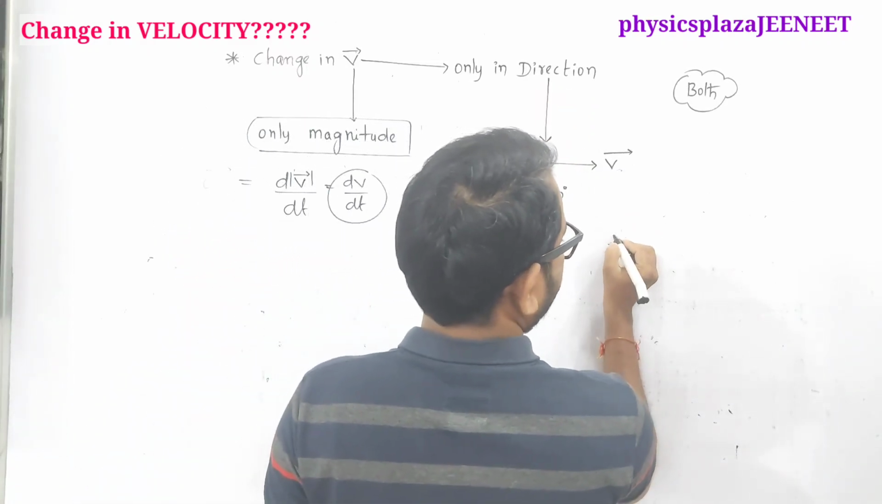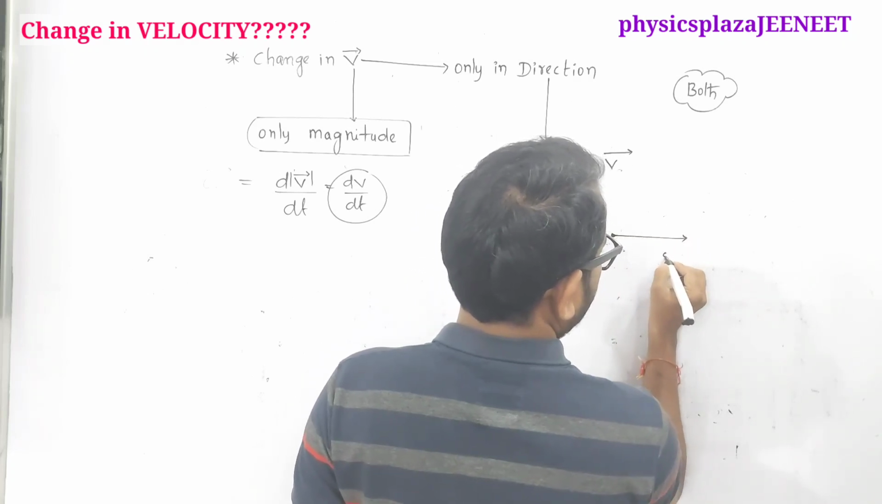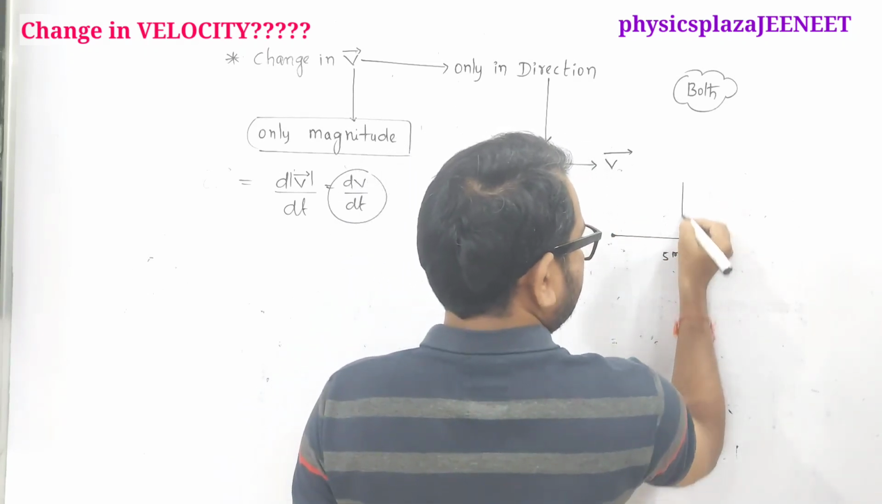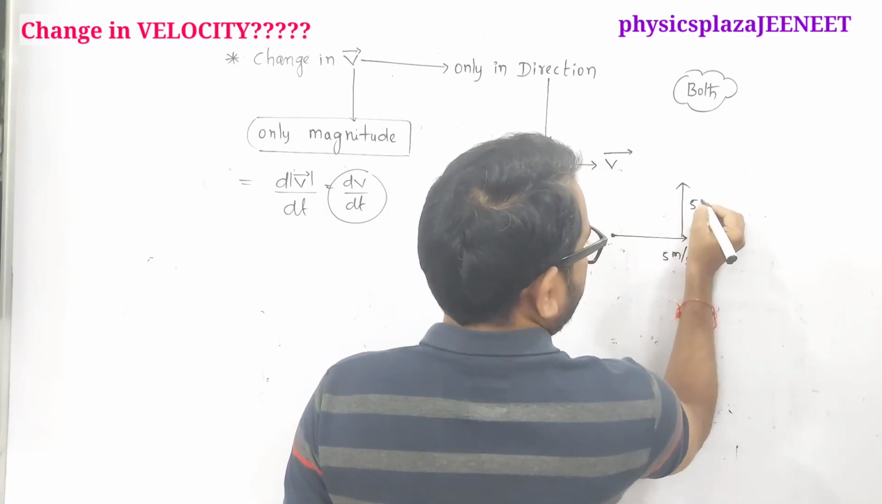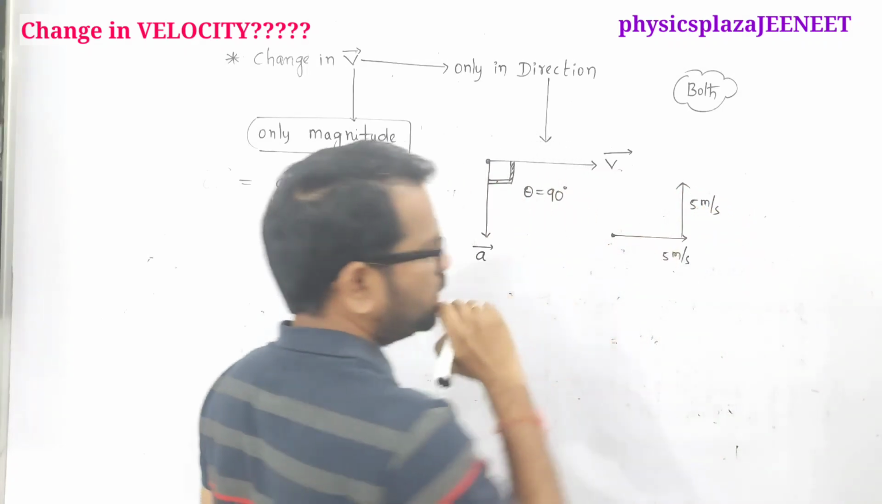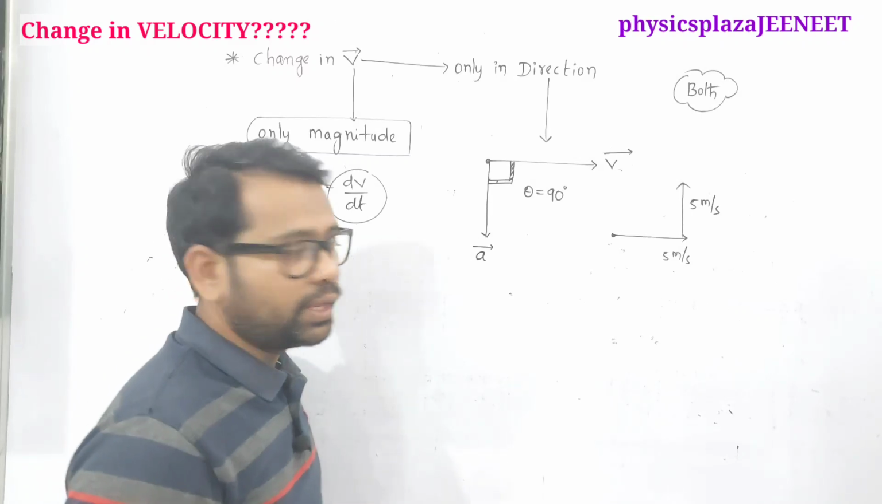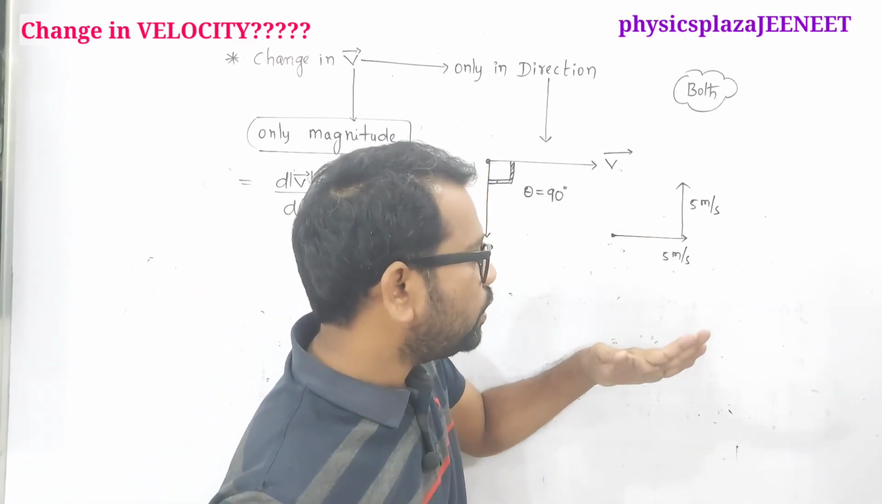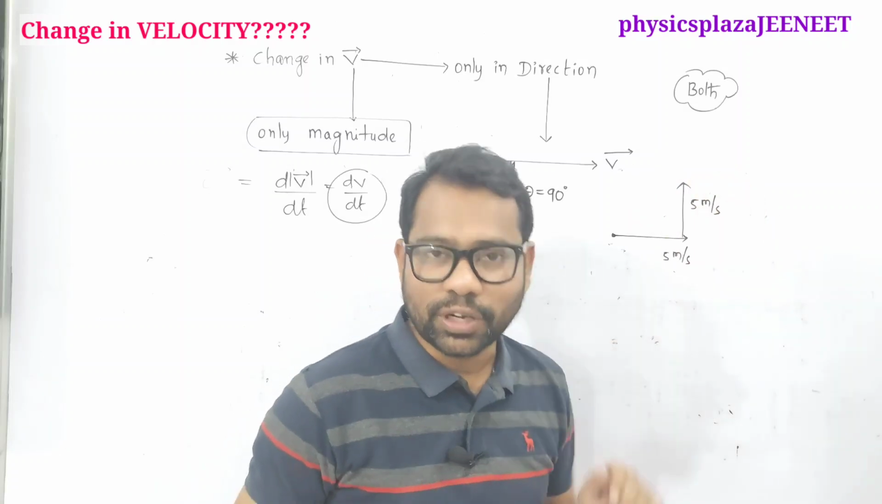Suppose a body is going like this at 5 meters per second. If acceleration is acting perpendicularly, it goes like this, but with the same 5 meters per second only. If acceleration is acting continuously, it may not go straight, it will go along a curved path. That is different, we'll come to that point also.